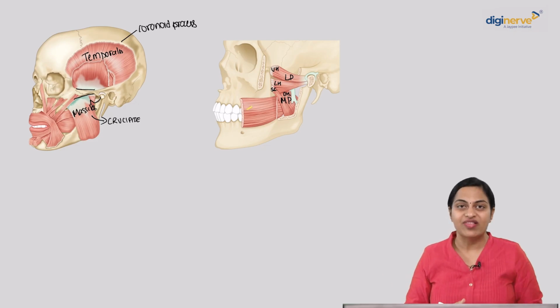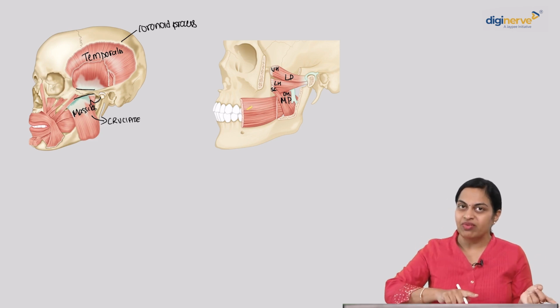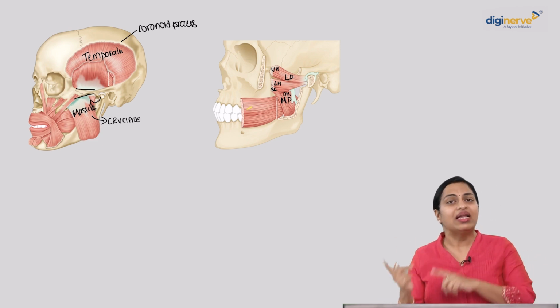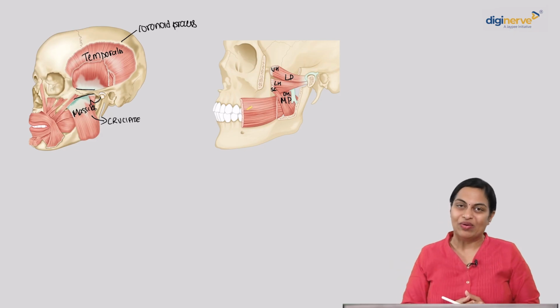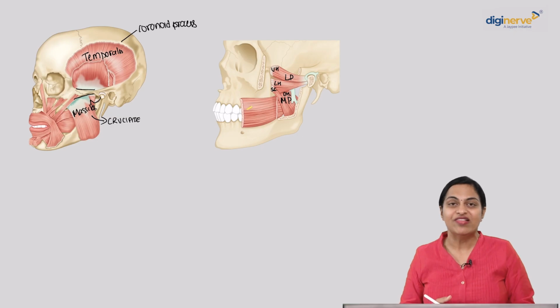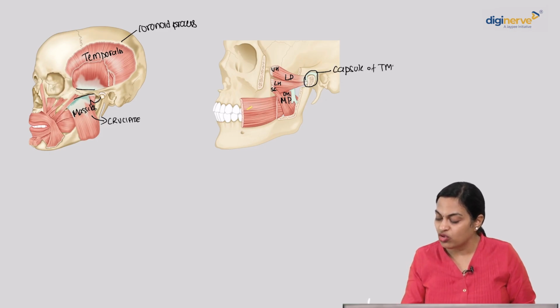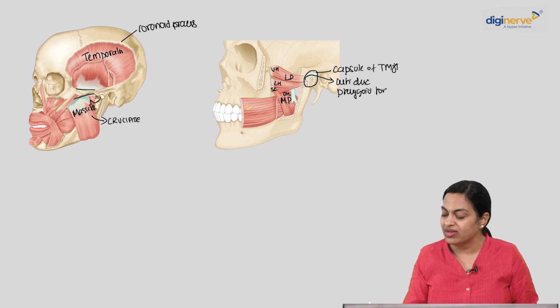So both the pterygoids are coming from which pterygoid plate? Lateral pterygoid plate. Medial pterygoid is from the medial surface of lateral pterygoid plate. Lateral pterygoid is coming from the lateral surface of lateral pterygoid plate. Okay. And medial pterygoid attaches to the inner surface of the ramus of the mandible, I told you, whereas the lateral pterygoid attaches to the capsule of the temporomandibular joint, to the articular disc of temporomandibular joint, and to the pterygoid fovea of the mandible.